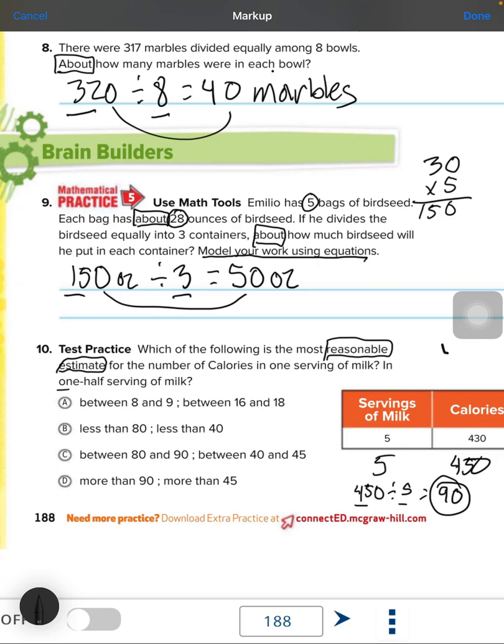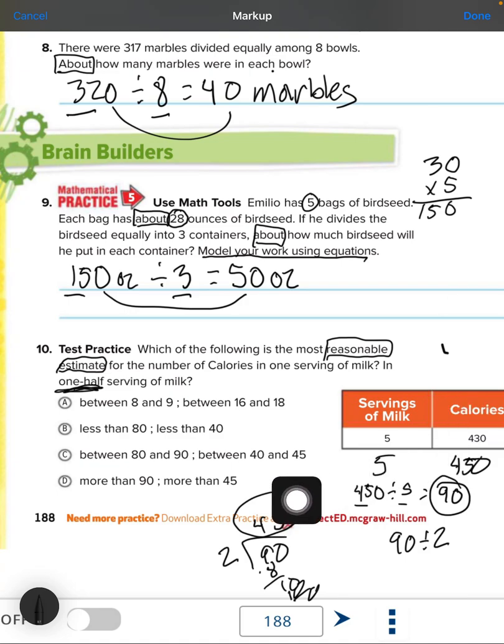Now half of that, because they also want us to do a half a serving, if I were to slice that in half, 90 divided by 2 is, 2 will go into 9 4 times. 2 will go into 10 5 times. So about 45. So you're looking for an answer that has 90 and 45 in it. Do you see something that says something about that? Yep, right there. All right, friends, rip it out and turn it in.